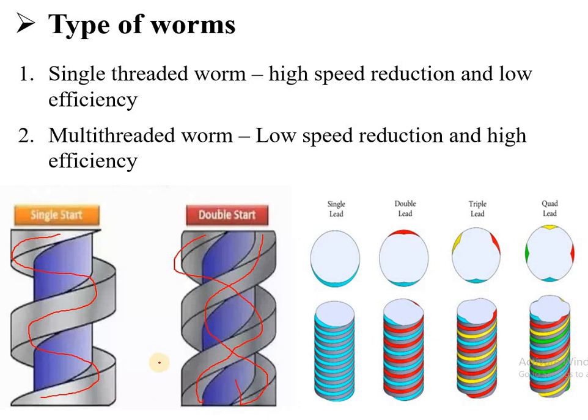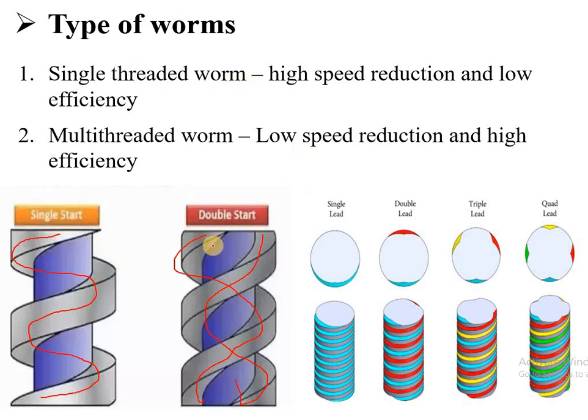So you can imagine when we are talking about single start, if suppose your worm wheel is having 50 teeth, then your speed ratio will be 50:1. Whereas when we are talking about double start, with the same number of teeth, it will be 50:2. It means 25 will be your speed ratio.